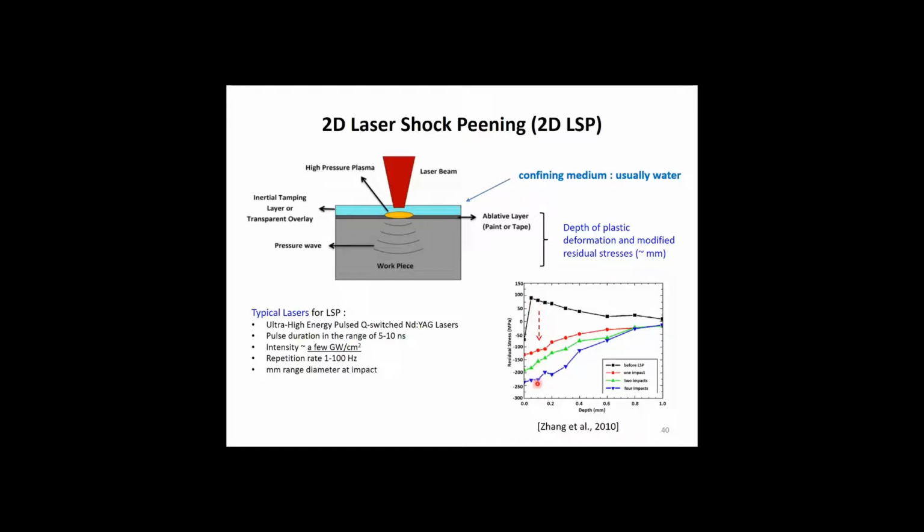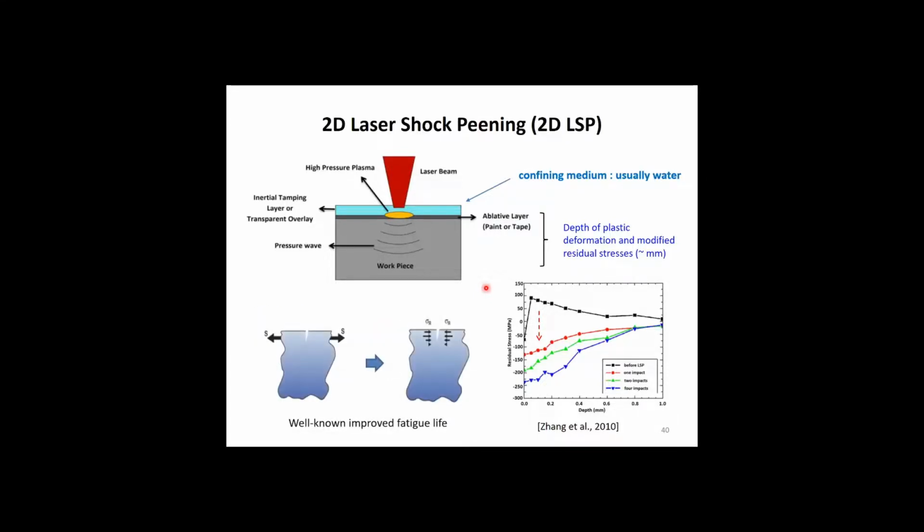stresses. So if you measure the stresses near the top surface, and you go deeper and deeper into the material, you can see that initially you have something that is tensile, but if you apply these shock peenings once or twice or 4 times, you become more and more compressive in the near surface region. That is very good, because it has a well-known improved fatigue life behavior if you surface treat the material like that.